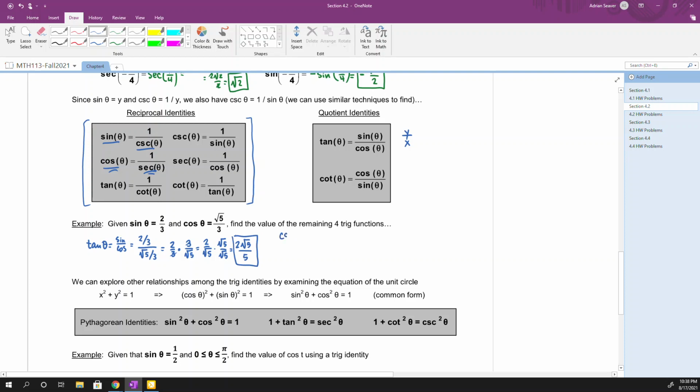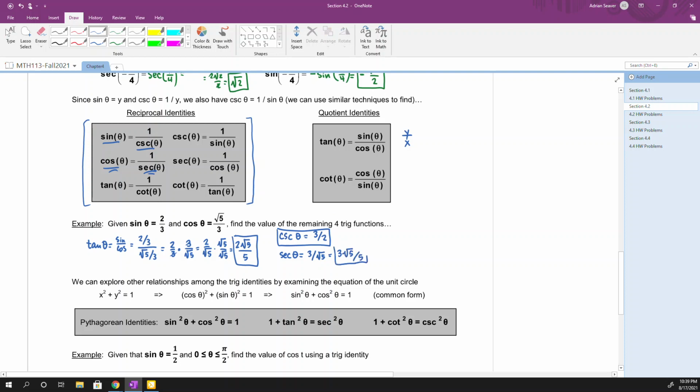Then I could say cosecant of theta is going to be 1 over sine of theta, or just that value flipped. So in this case, it'd be 3 over 2. And then secant of theta is going to be 1 over cosine. So we'll flip that to be 3 over square root of 5. Without going into the detail here on the video, you'd multiply top and bottom by square root of 5, so you'd get 3 times the square root of 5 over 5.